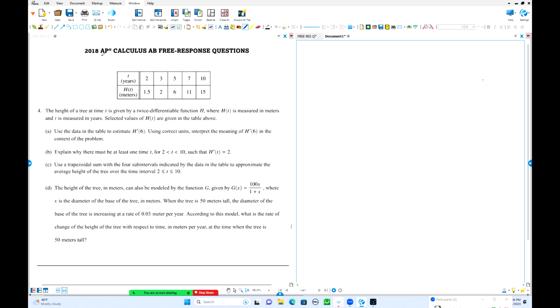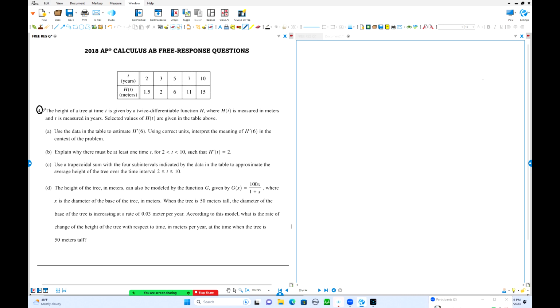2018, number 4. When you take a look at the questions, they're always the same questions, but in a different context. That's right. Do you remember this one? Number 4, take a look. They always say the function is twice differentiable, which means the graph of this function will be a smooth line, where h(t) is measured in meters and t is measured in years.